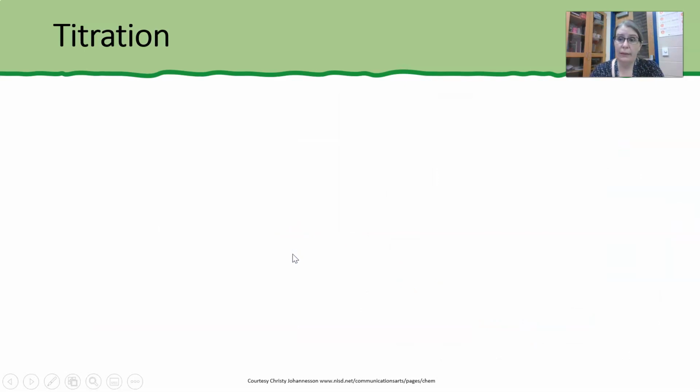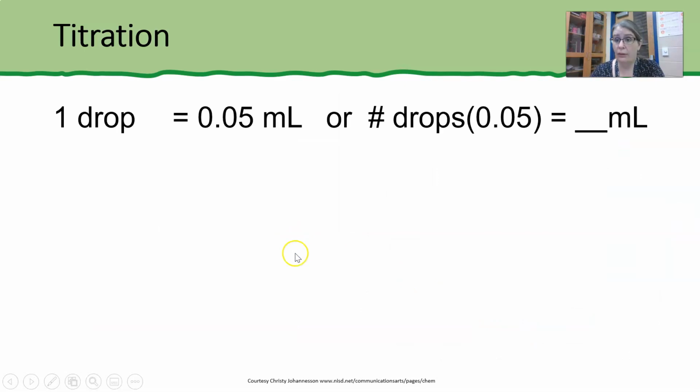So let's think about how to do this. In order to do this, we really need to get from drops into milliliters. Then we can actually work in real units. So 1 drop is 0.05 milliliters. So if we think about doing this as a little unit conversion, we would put 0.05 milliliters on the top and 1 drop on the bottom. So our number of drops times 0.05 will give me our number of milliliters.